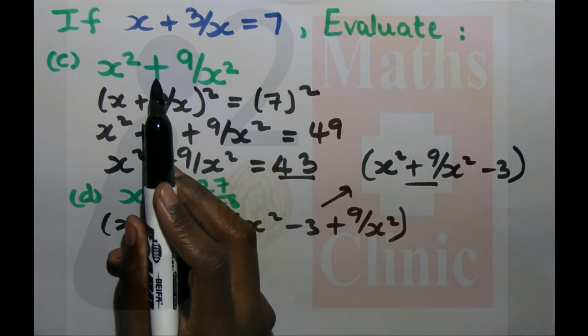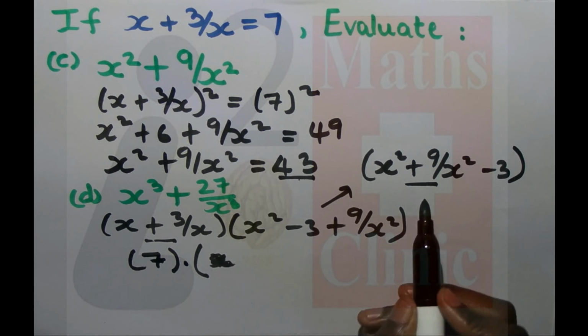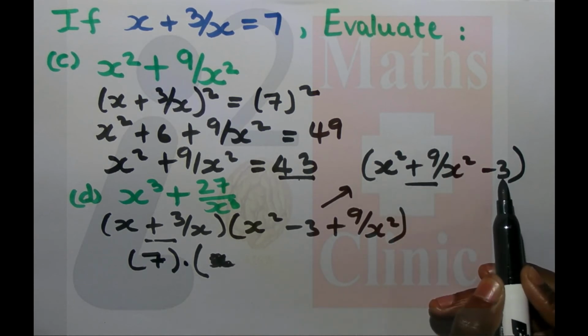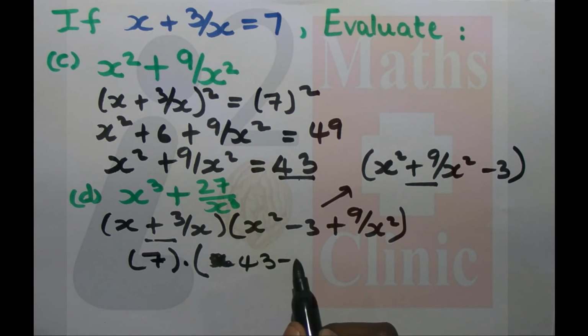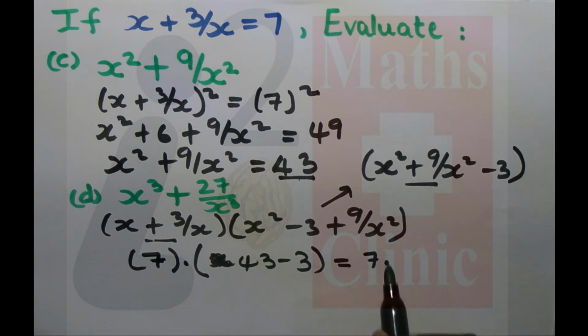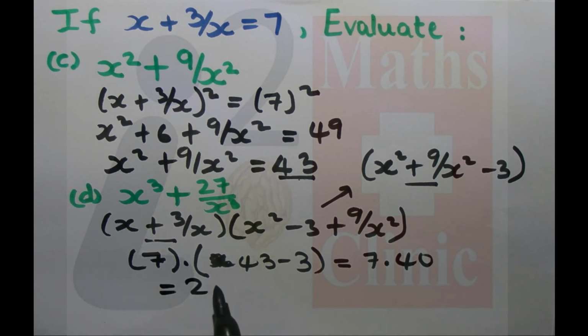From the previous question, x squared plus 9 over x squared is 43, and then we have minus 3, which means 43 minus 3, which is 40. So 7 times 40: 7 times 4 is 28, so it's 280. So the answer is 280.